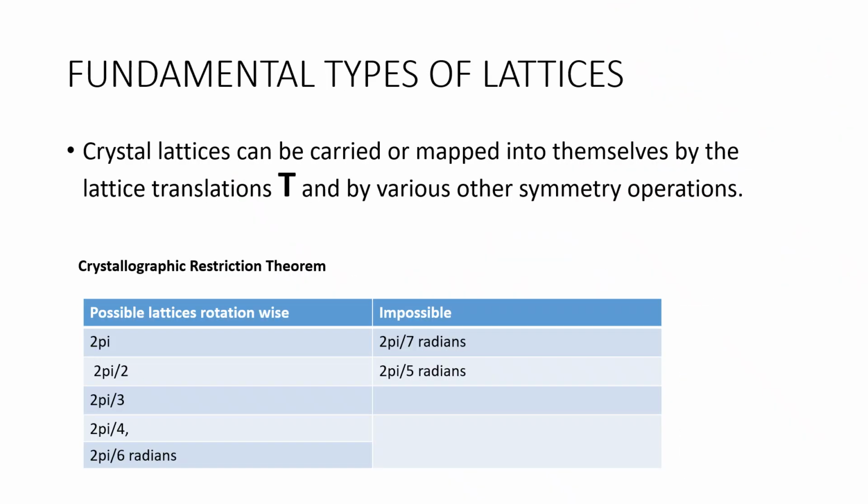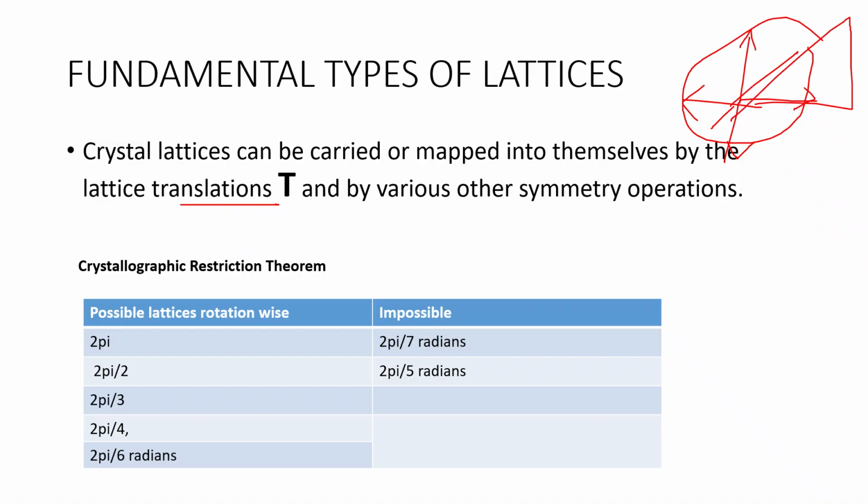So, fundamental types of lattices. Crystal lattices can be carried or mapped onto themselves by translations T and by various other symmetry operations. Let me take a pen and tell you what translations are. Translations are back and forth, up and down, right and left movements. In all the axes like X, Y, and Z, if we are talking about the coordinate axes, these are translations and they are integral multiples of it. For example, you want to move 2 units here, 3 units up and 5 units back. So these are translations and various other symmetry operations.